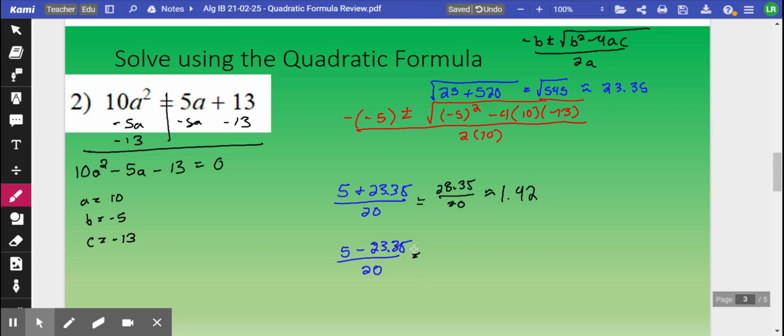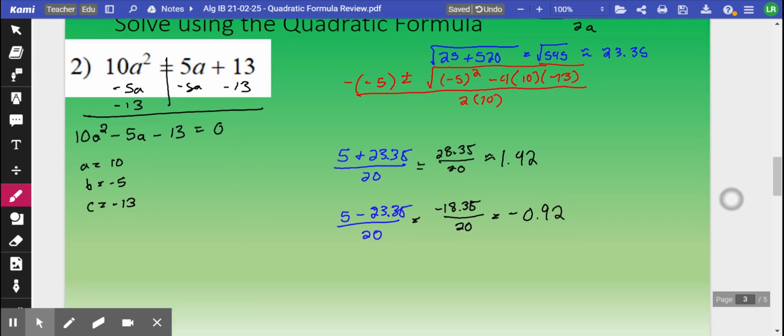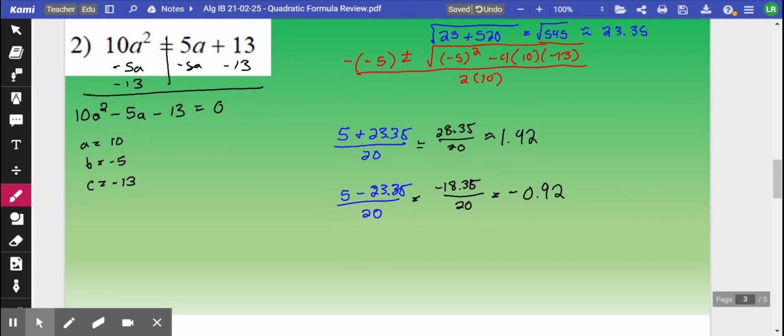For the second one, 5 minus 23.35 is negative 18.35 divided by 20. And I round this one to negative 0.92. Oh, I can't read my own number. Okay, so my two answers are 1.42 and negative 0.92.